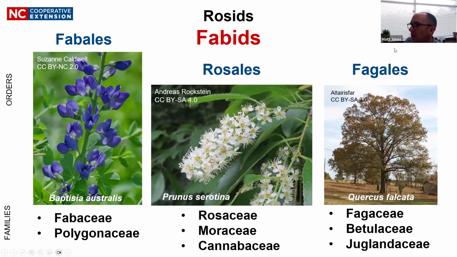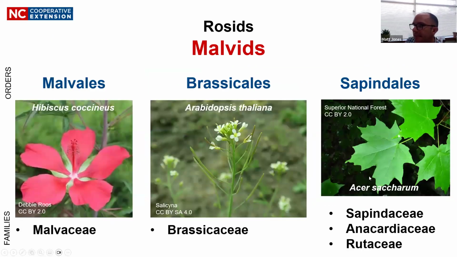And then another big order is the Fagales, which includes the Fagaceae of the oak and beech family, the Betulaceae, which includes birches as well as alders and hornbeams, which is Carpinus. And then the Juglandaceae, which includes walnuts and hickories, and one of those hickories is the pecan. So that's in that order in those families.